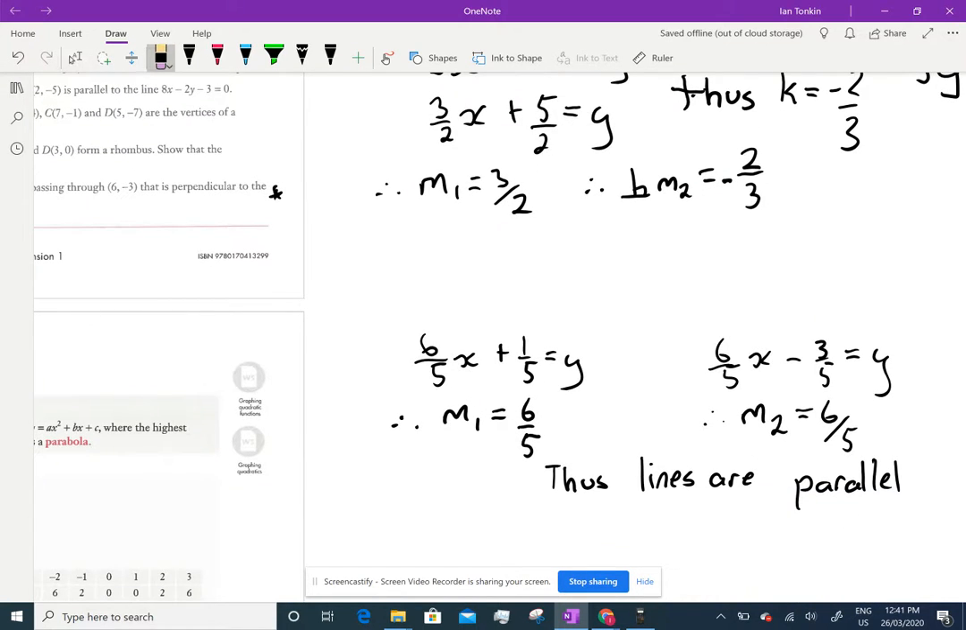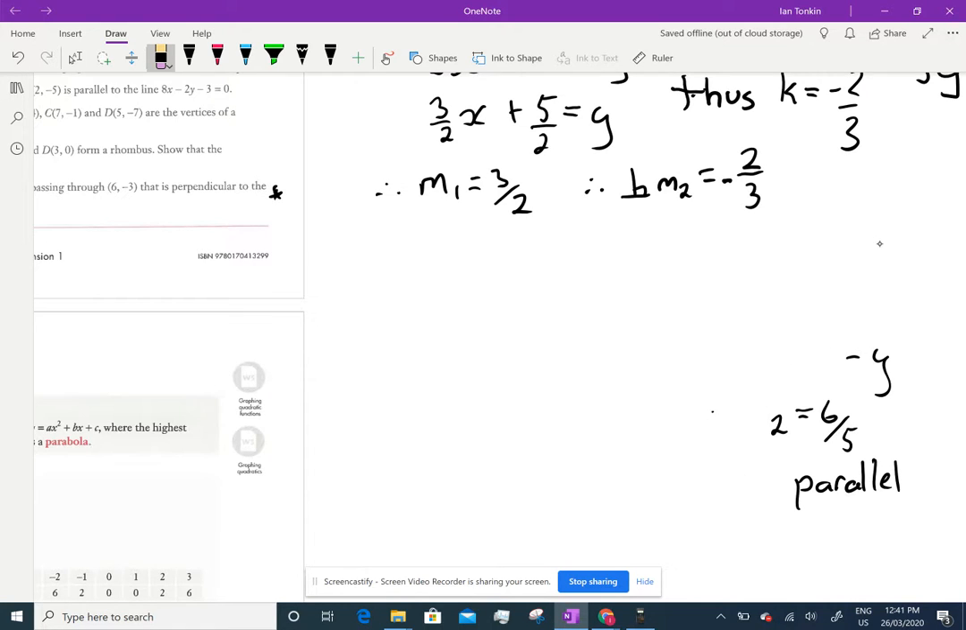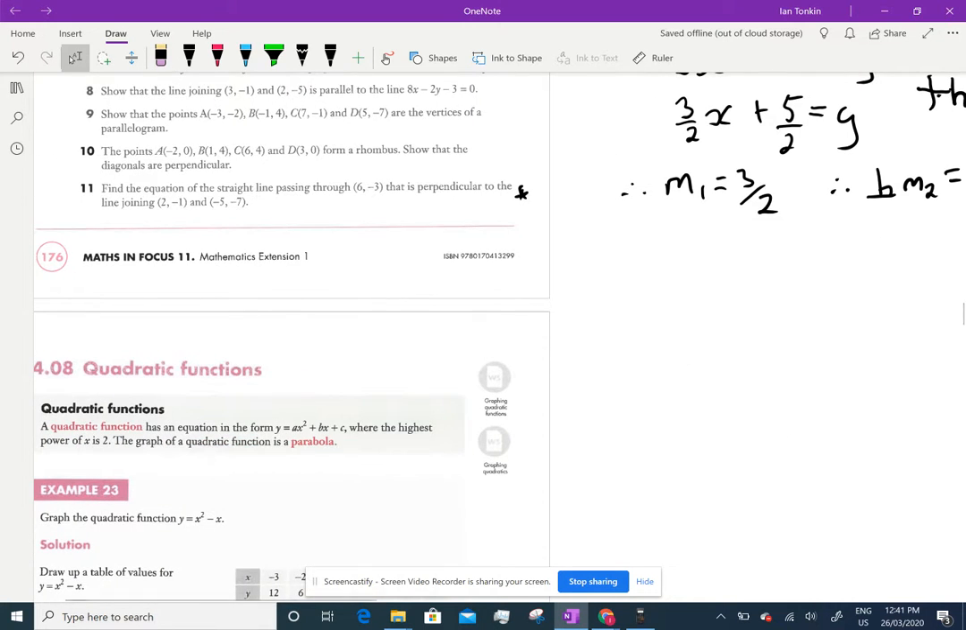Question 11. Now, it gives you 3 points. And says, find the equation through that point. So that's the point you're eventually going to use that's perpendicular to the line joining those points. You do not need to find the equation of that line. You just need to find the gradient.